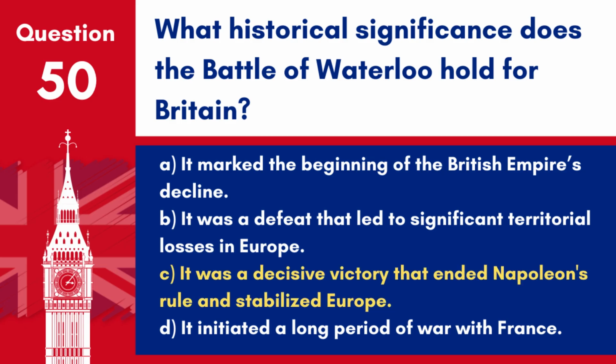Answer: C. It was a decisive victory that ended Napoleon's rule and stabilized Europe. The Battle of Waterloo in 1815 was significant as it marked a final defeat for Napoleon Bonaparte, ended the Napoleonic Wars, and led to a period of relative peace and the consolidation of power in Europe.